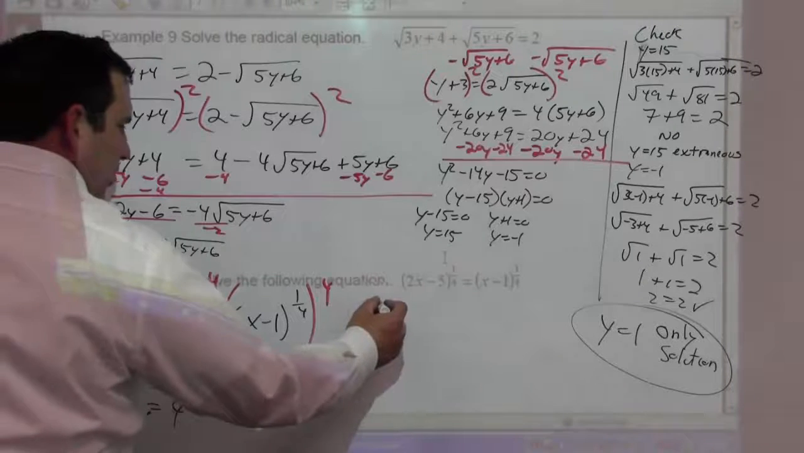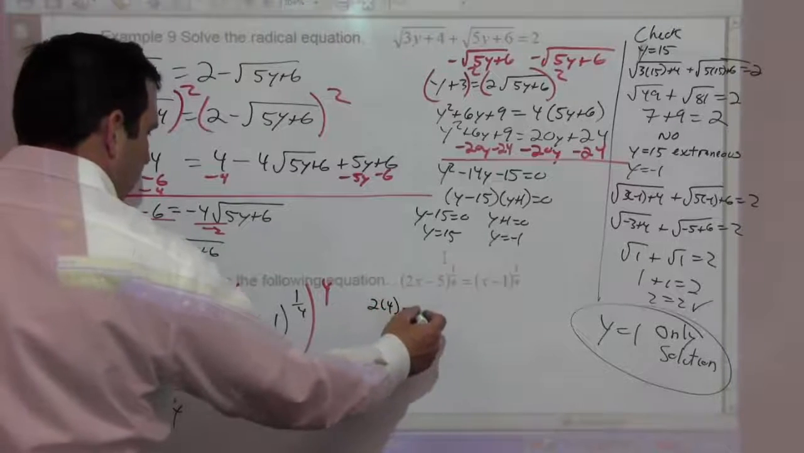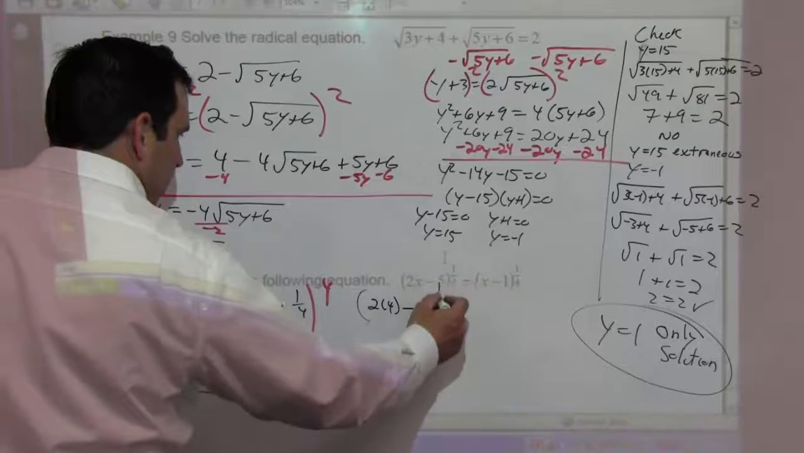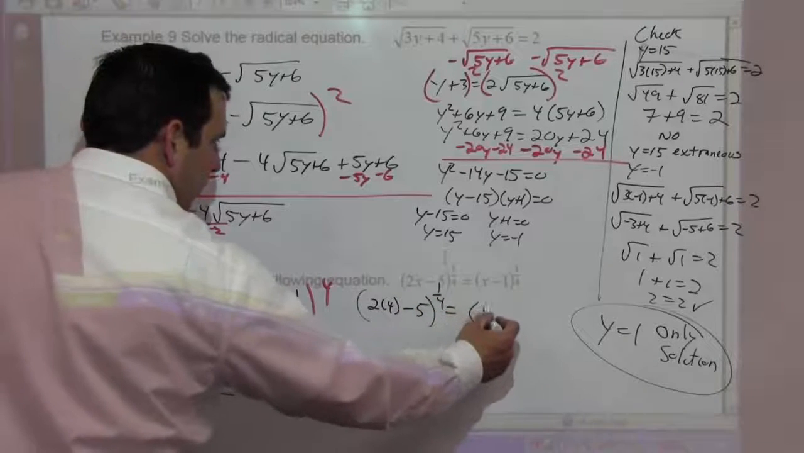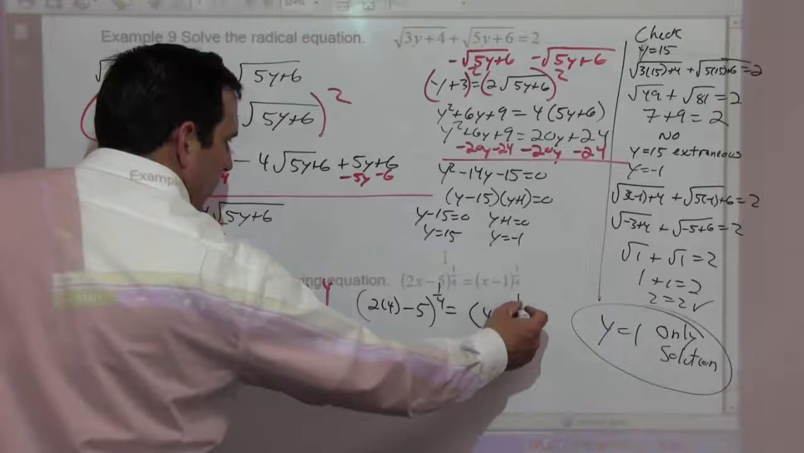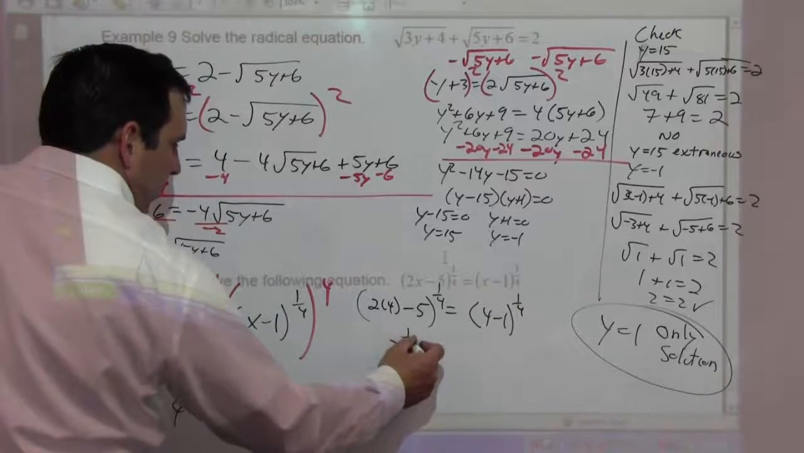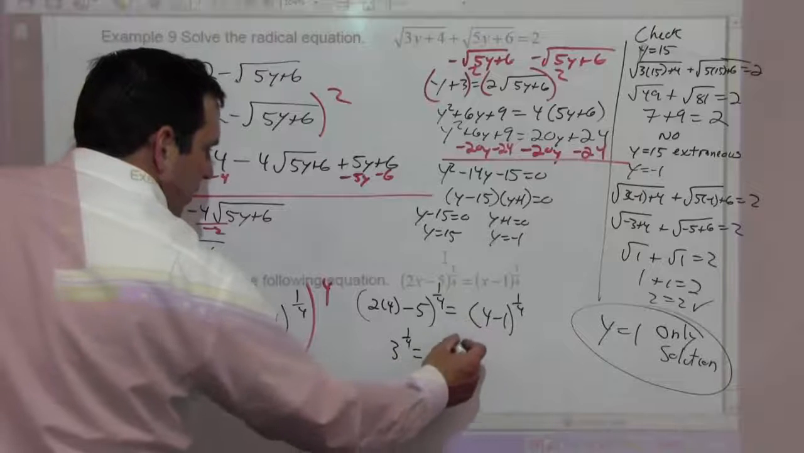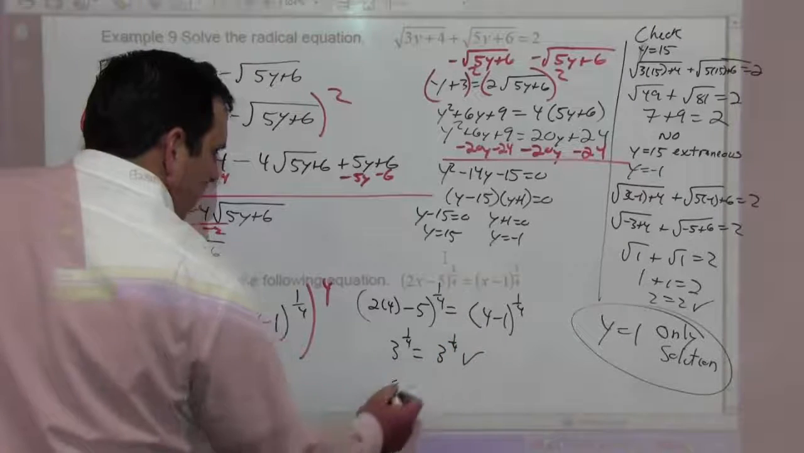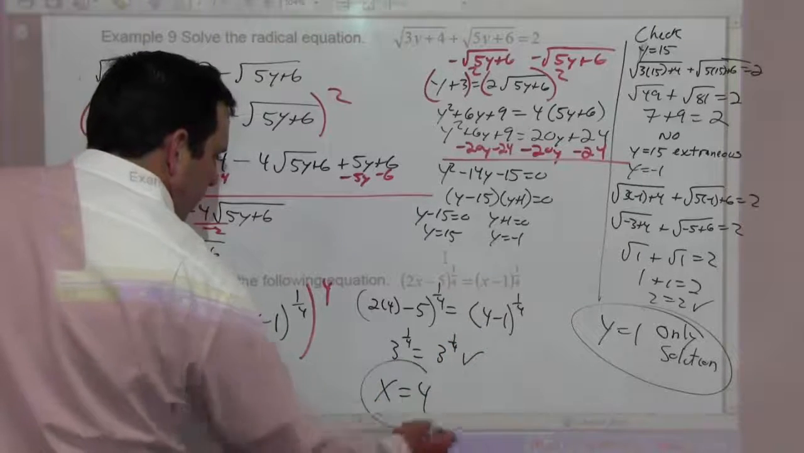Let's check that. 2 times 4 minus 5 to the 1/4, is that going to be equal to 4 minus 1 to the 1/4? 2 times 4 is 8, 8 minus 5 is 3 to the 1/4. And that's 3 to the 1/4. So it works. X equals 4.